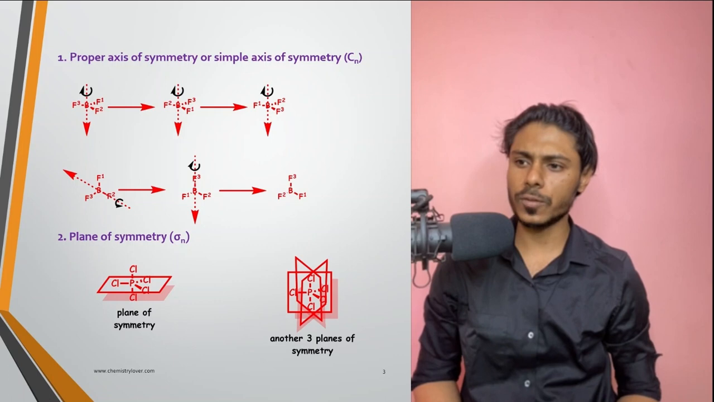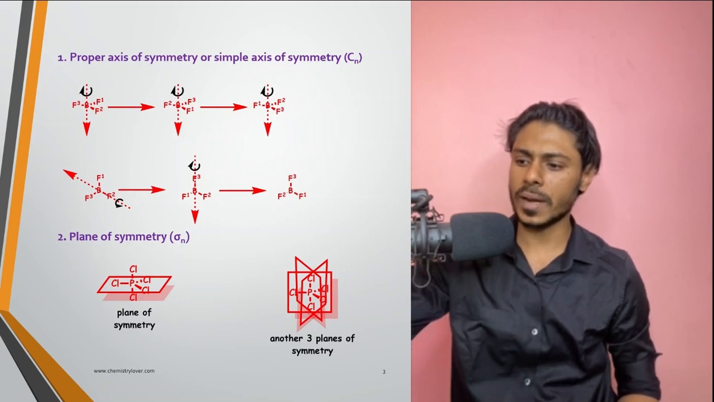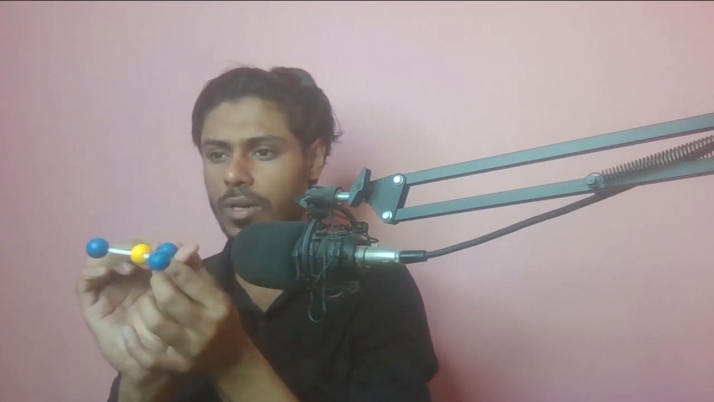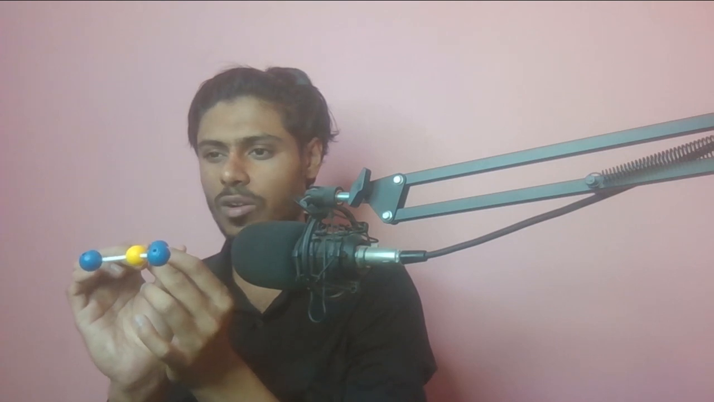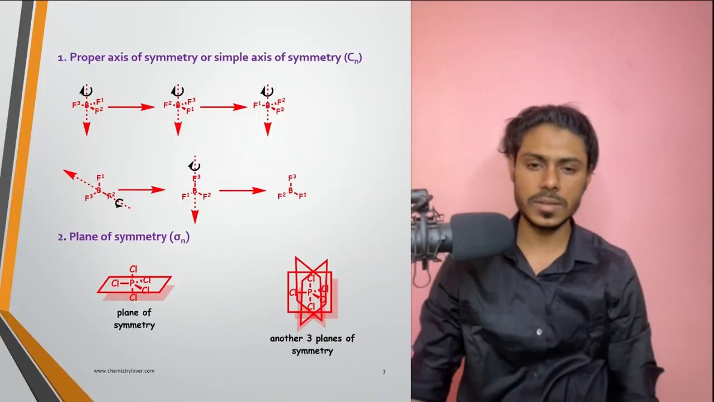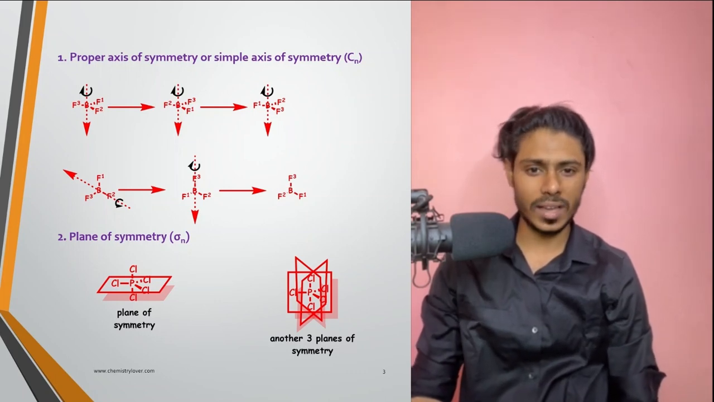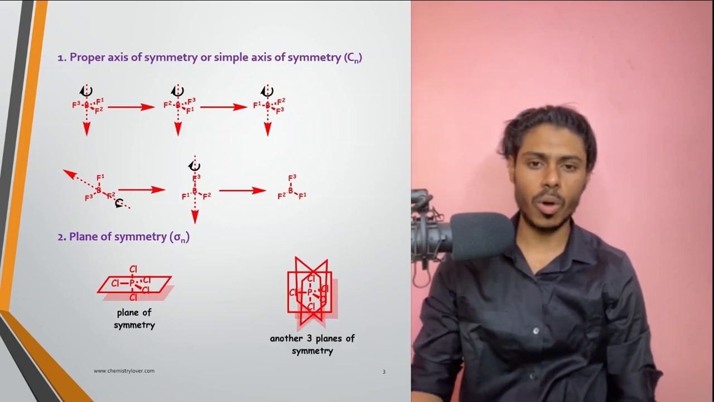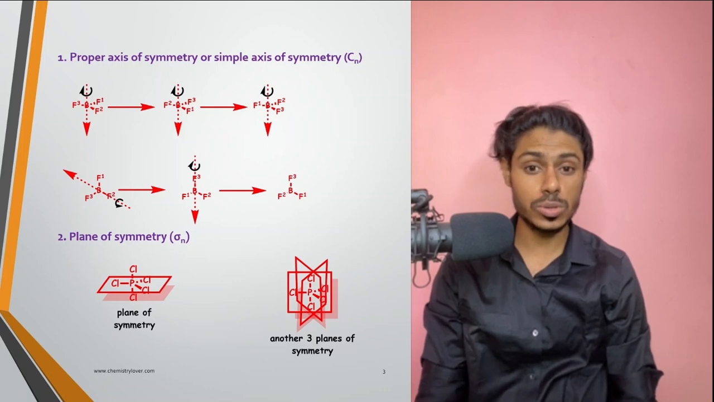Now if you look carefully, there is another proper axis of symmetry in the molecule. We can rotate the molecule like this also. If we rotate the molecule like this, then also we get a similar arrangement. You cannot distinguish between the two. The same is shown in the slide also, you can see. Now we are rotating by 180 degrees, right? If we divide 360 by 180, we get 2. So that's why we call this symmetry axis a C2 symmetry axis.